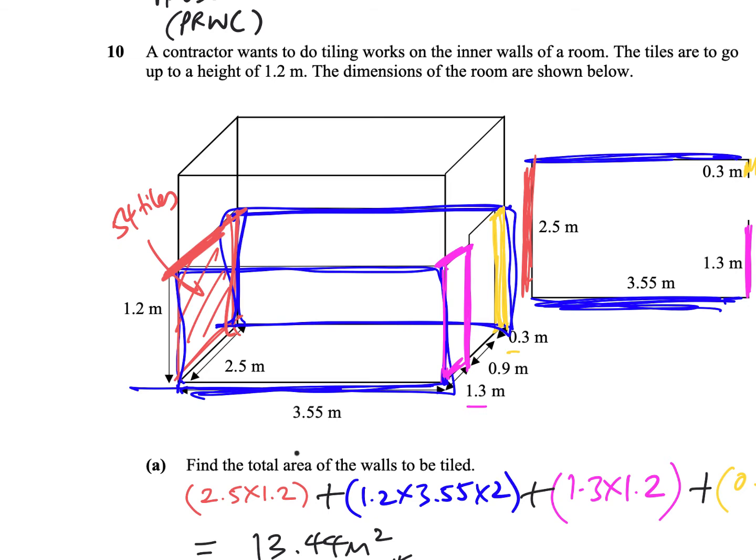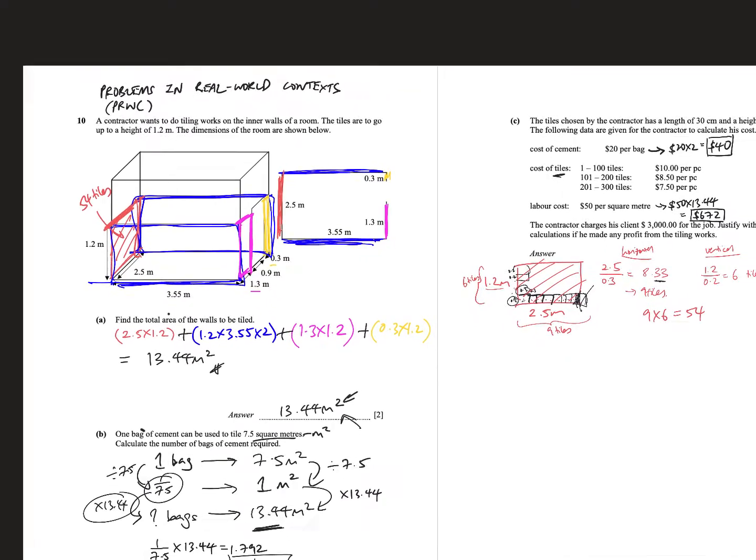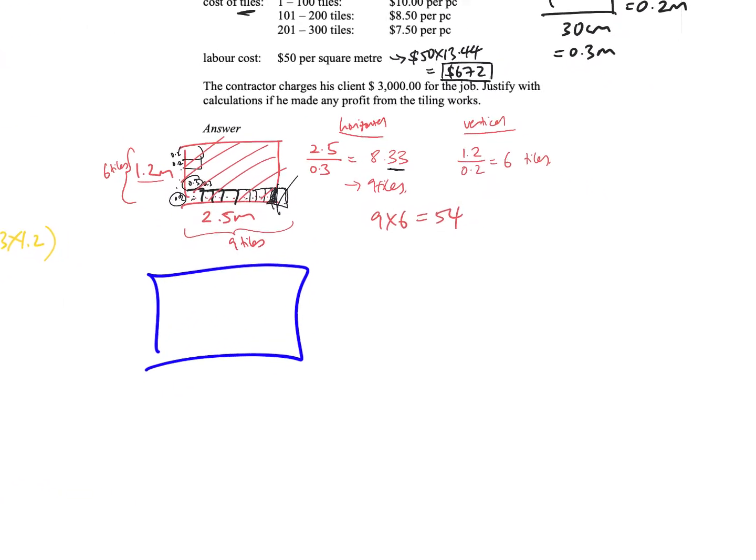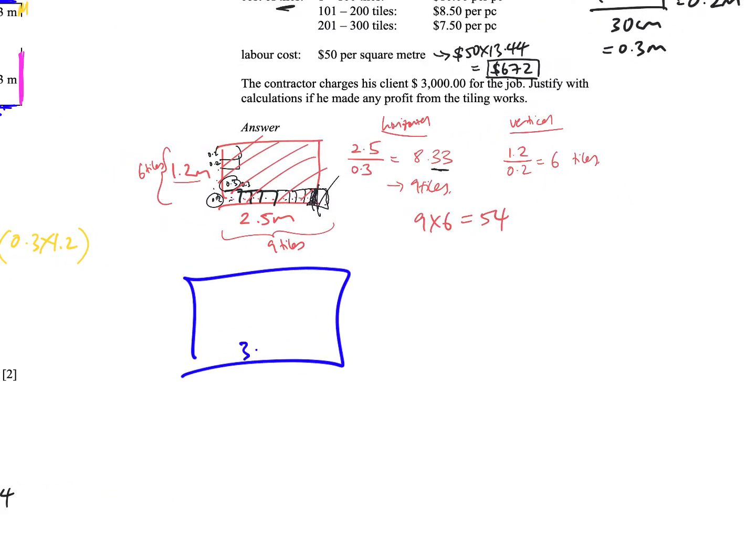Then we do the same now for all the other sides of the walls. So let's do the blue one. So for the blue one, we can see that it's 3.55 by 1.2, and so let's just draw it out. 3.55 meters by 1.2 meters.